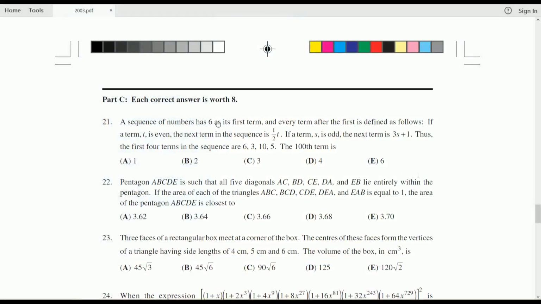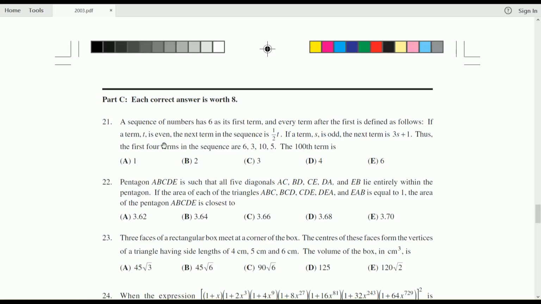A sequence of numbers has 6 as its first term, and every term after the first is defined as follows. If the term is even, so the term is t, the next term in the sequence is a half t. So we divide by 2 if it's even. If a term s is odd, then the next term is 3s plus 1.